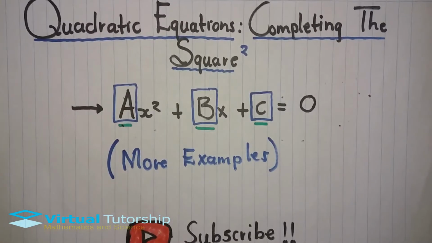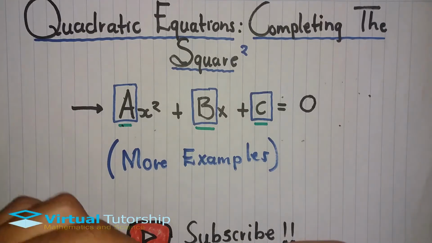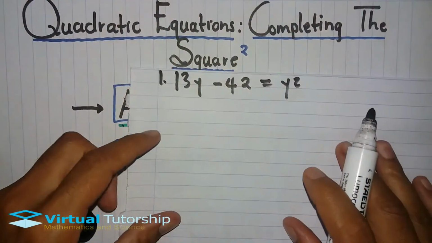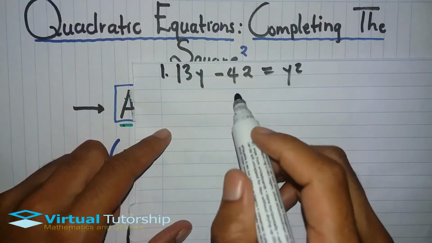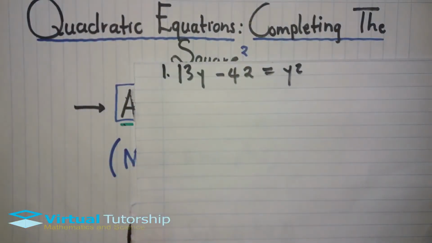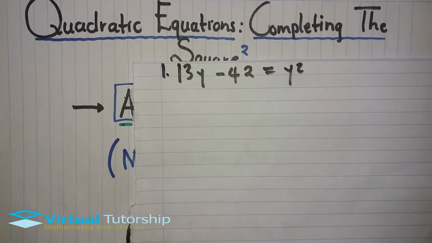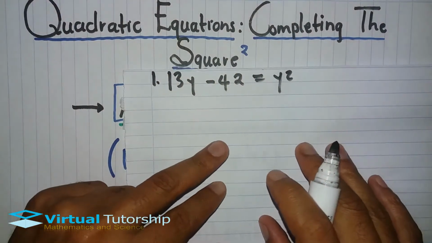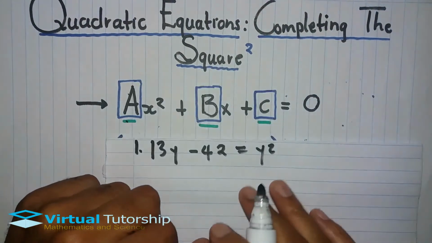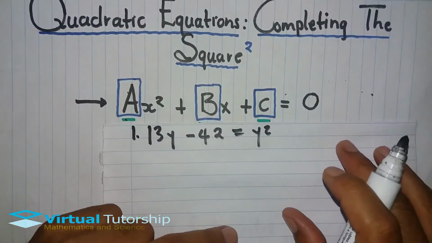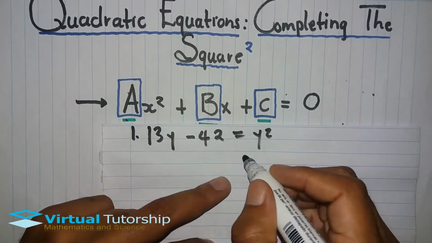So in this video, we are going to do more examples on completing the square. So let's take our first example. Say 13y minus 42 is equal to y squared. The equation, you have to rearrange it. Let's write it in this form first.